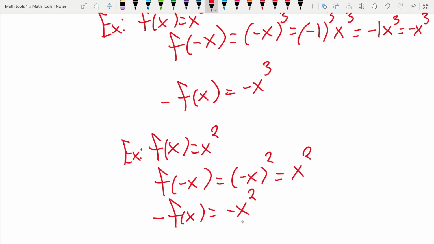Okay, so again, going back to the difference between negative x squared and negative x squared, right? Sounds like the same thing, but in the first case, the negative is being squared. So this one is negative x times negative x, whereas negative x squared is negative x times x, right? The order of operations is different here. The negative is not being squared in the second case. So these are not the same thing. So f of x equals x squared is not an odd function.